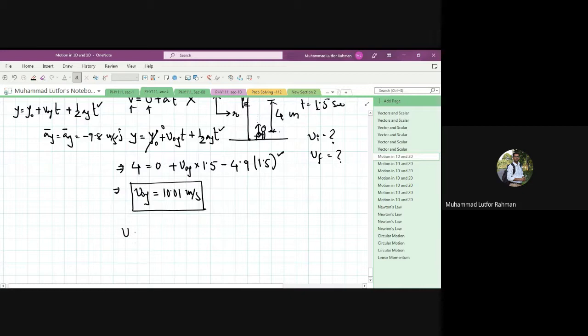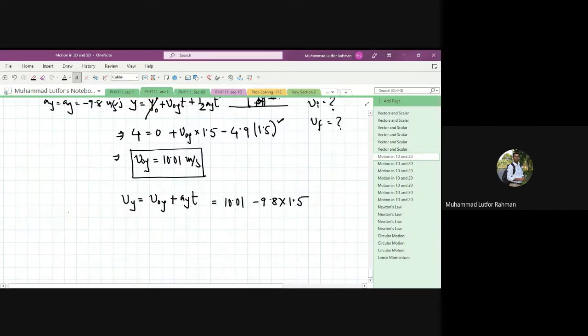I'll write it in a different form: Vy, which is the final velocity in the y direction, equals V naught y, which is the initial velocity, plus Ay t. Exactly the same format, but I write it in my way. So V naught y, which I know is 10.01, minus 9.8 into 1.5. I just plug in that value. Then if you do that calculation, Vy would be minus 4.69 meter per second. That would be the velocity just before it was caught by your friend.